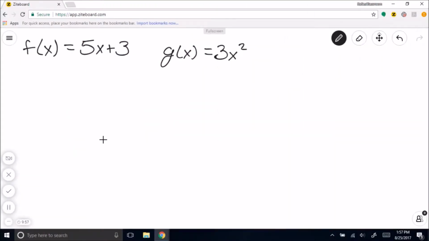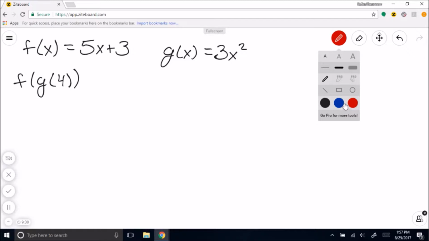Here is our first example for composite functions. You will be given two functions and then basically asked to put one inside the other. So an example of this would be, you might be asked to take these two functions and find f of g of 4. There are pretty much two main ways to go about this. I do prefer one over the other, but for the first example, I'm going to show you both ways to do this.